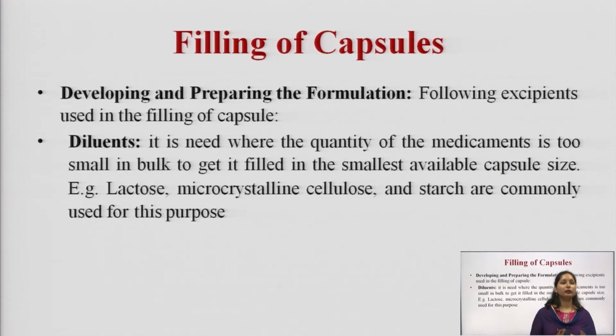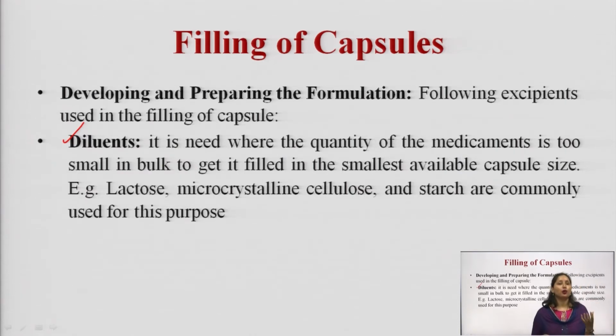For preparing the formulation, what type of excipients do we need? The following excipients are used in the filling of the capsule. First we need API. API is the active pharmaceutical ingredient which is responsible for imparting therapeutic activity on the body. Apart from API, other excipients are needed. First is diluent. What is diluent? It is needed where the quantity of the medicament is too small in bulk to get it filled in the smallest available capsule size. Diluent is also called filler.